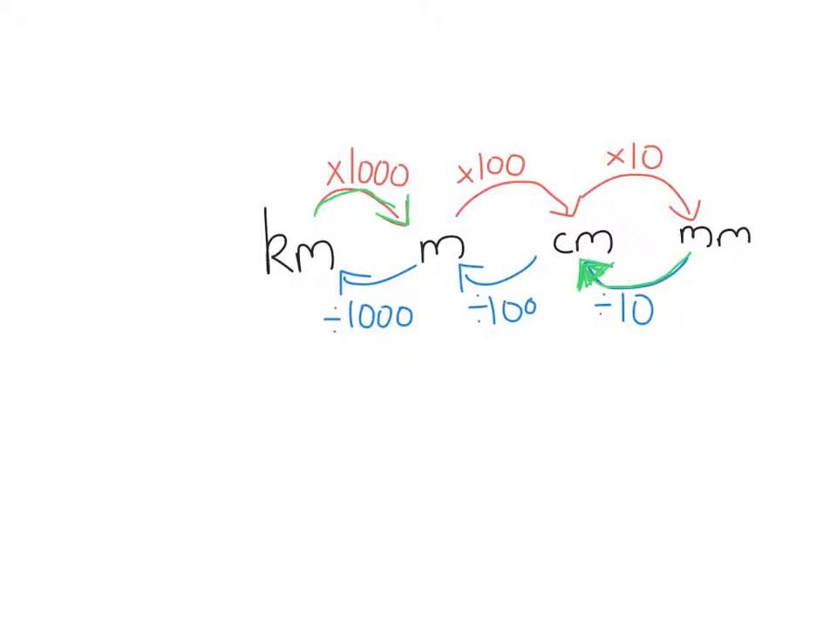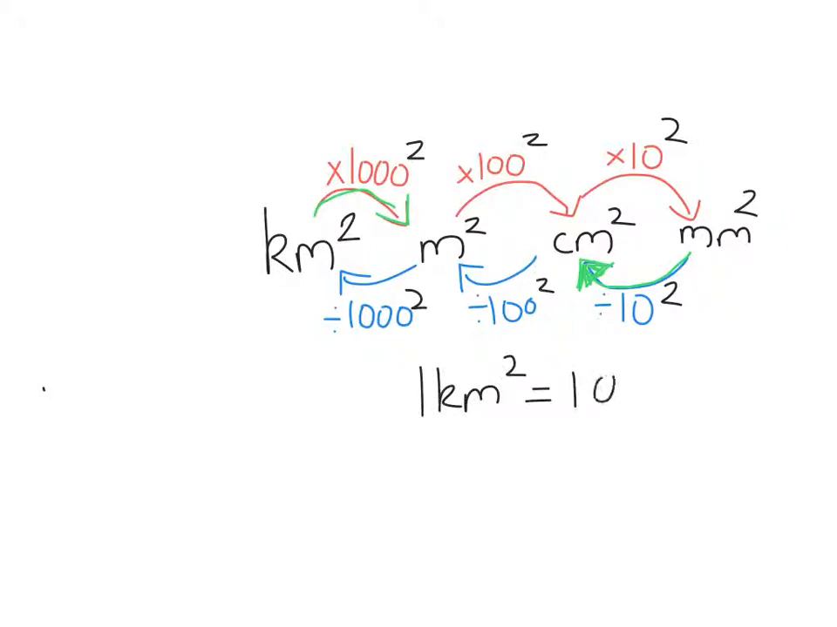You probably already know this, but what people, even in year 10, still forget is that if you're converting square units, you need to square everything. So let's say I want to go from kilometers squared to meters squared, I have to square the conversion factor. All of these get squared. So 1 kilometer squared is actually 1,000 squared, which is 1 million meters squared.